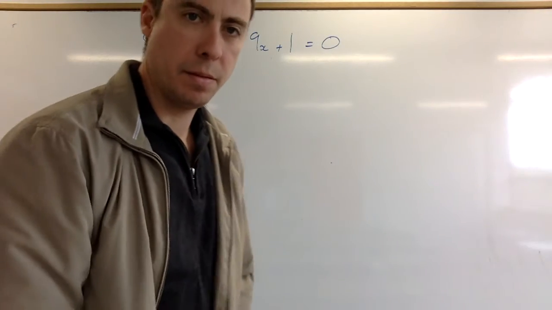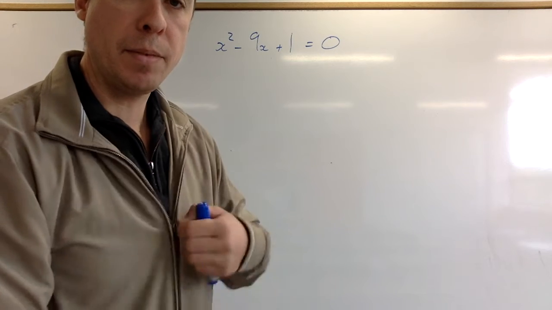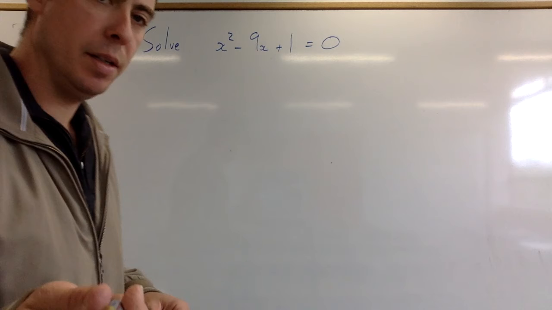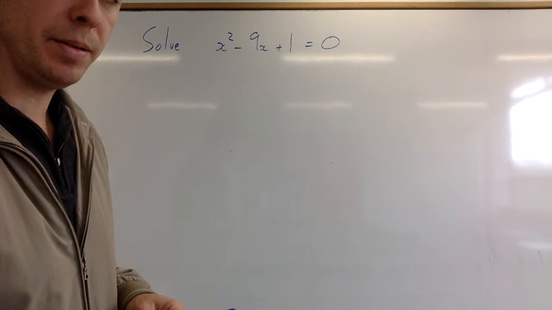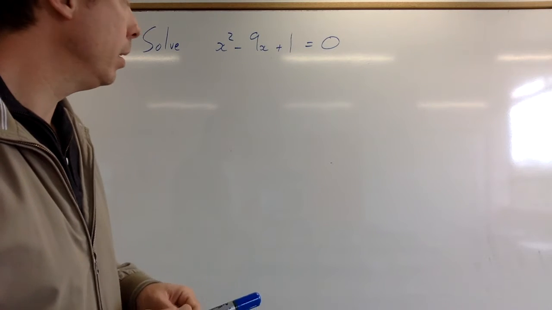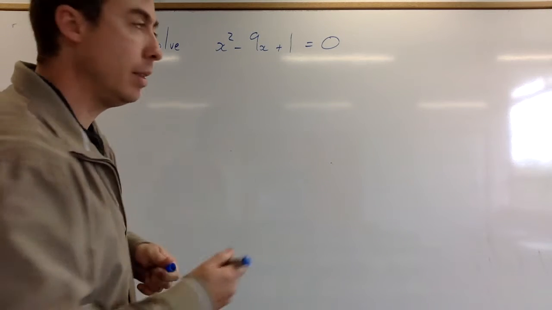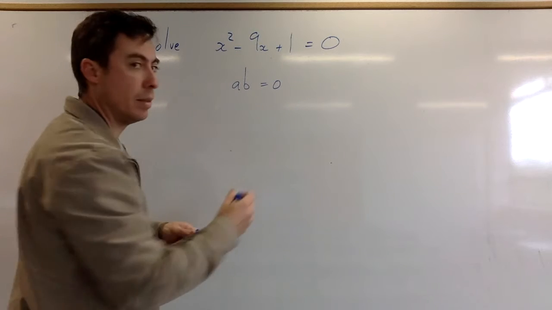Okay, that should be working. I'm going to solve this quadratic using the quadratic formula. I've taken this from MathSpace. Okay, now it should be evident that you can't factorize this easily to get AB equals 0.